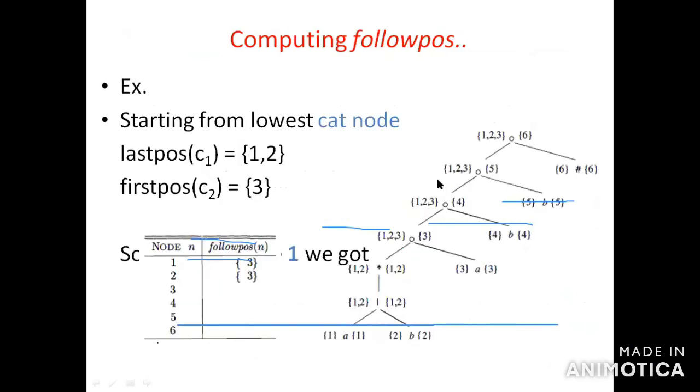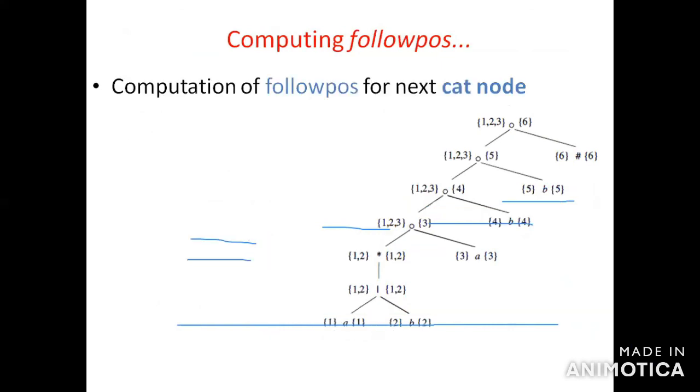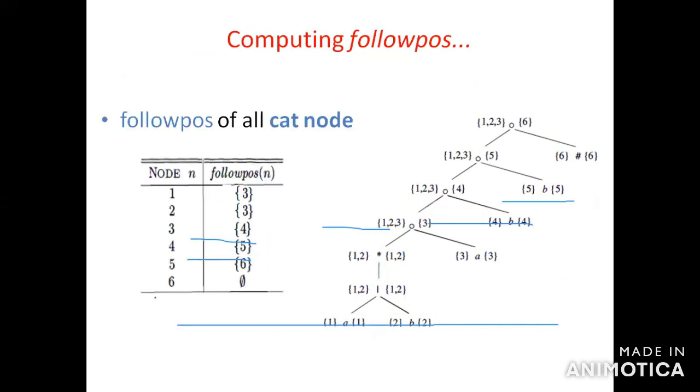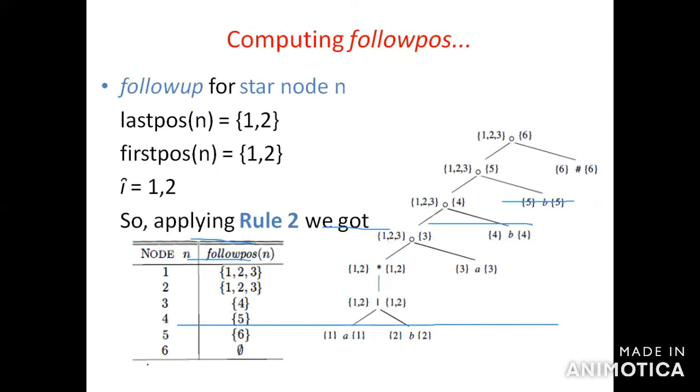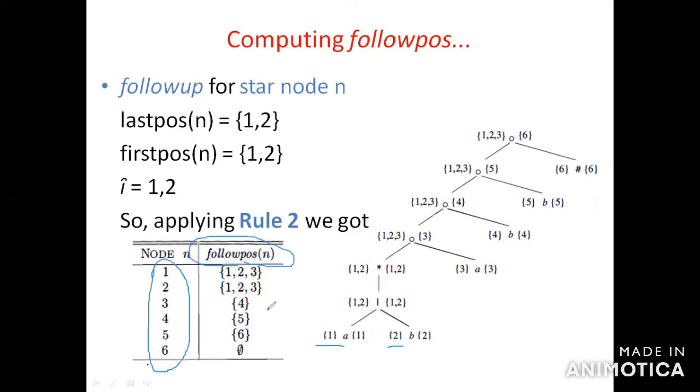Okay, what about the next thing? Here you can check. Next cat node. So this is for cat node calculations. Now you can check. Okay, how to check? Then you can do the problems. Okay, right. So we have numbering 1, 2, 3, 4, 5, 6. There are 6 nodes to calculate the follow positions. So how to calculate? The last position of C1 and first position of C2 are in follow position of 5.